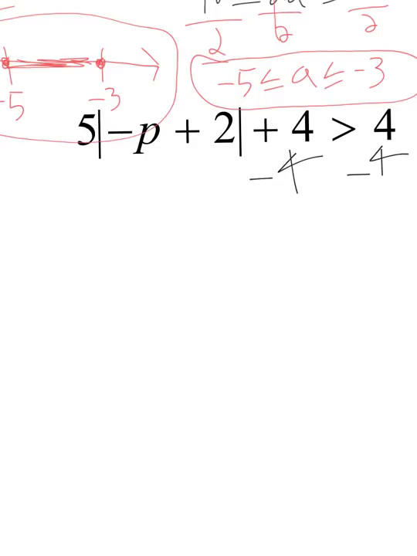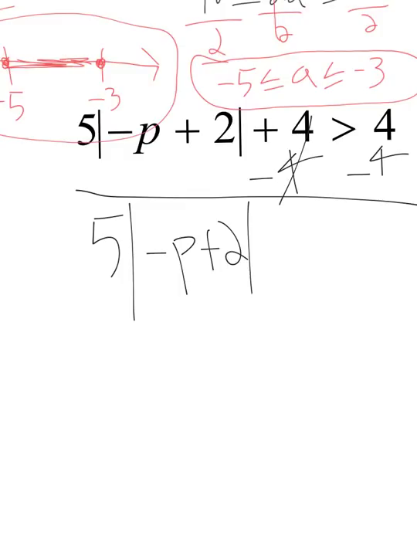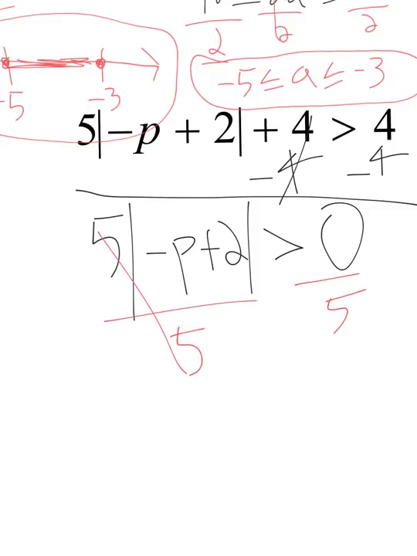Okay, you got to clean up the outside stuff first. This one's a special one right here. So pay close attention. I'll explain it the best I can. When you do 4 minus 4, it's greater than 0. So when you divide out 5, it's still going to be greater than 0. So you have the absolute value of negative p plus 2 is greater than 0. So before I go any further, I want to look at the graph.